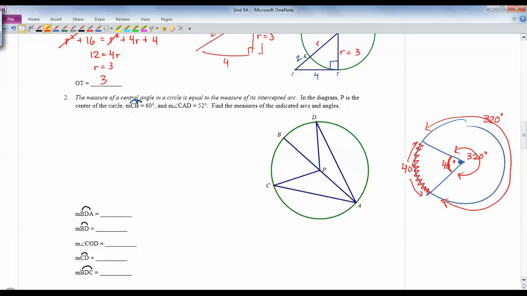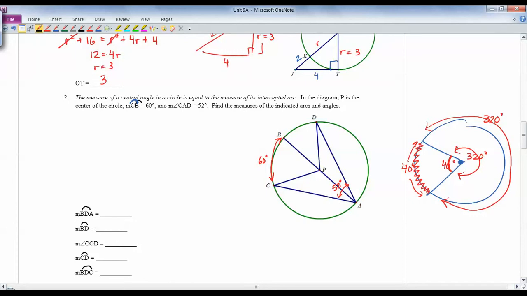So let's see what we got in the problem. The arc CB, so this arc is 60 degrees. And CAD, so this angle here, is 52 degrees. So then we've got to find all these other arcs and angles here. So let's see what we got.